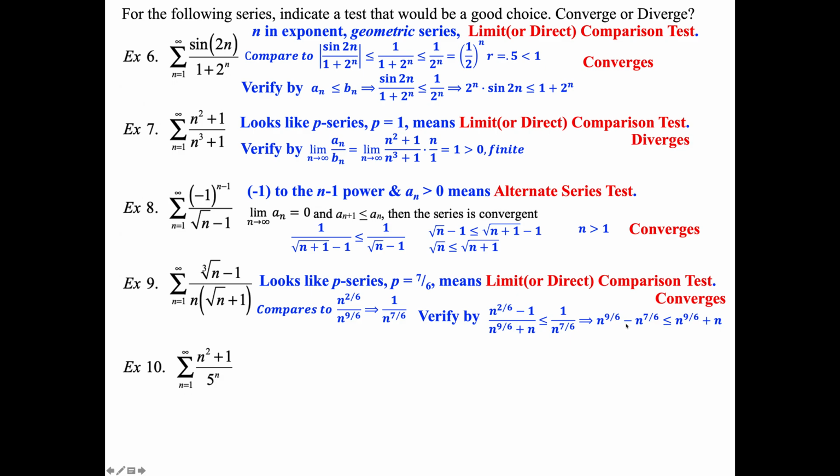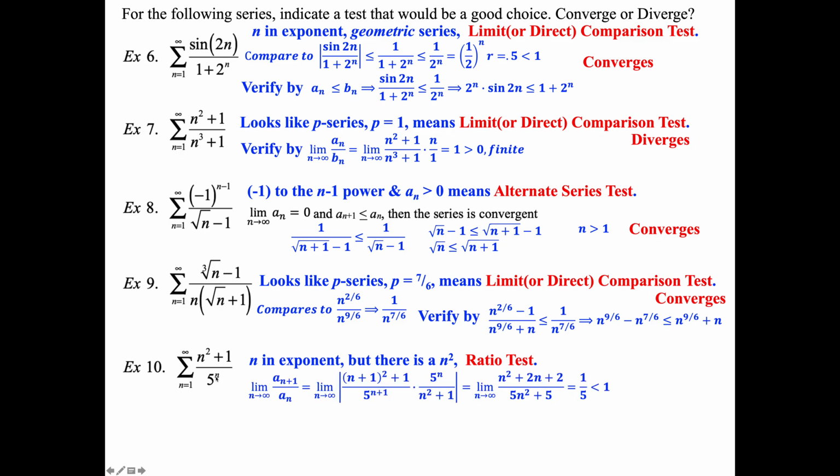And n to the 9/6 cancels with n to the 9/6. So this is now a negative term. This is a positive n term, so it's always going to be greater, so that's going to be true. So that verifies that it converges. Here, because n is in the exponent, even though there's an n squared, I'm going to do the ratio test.